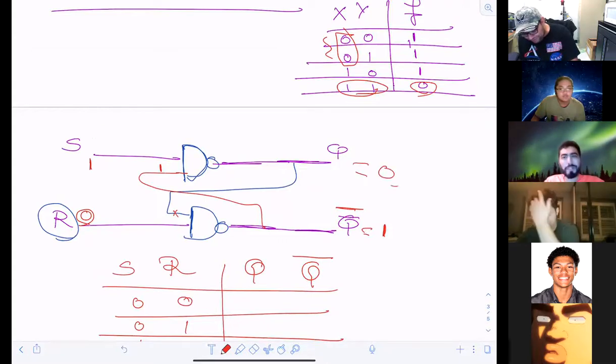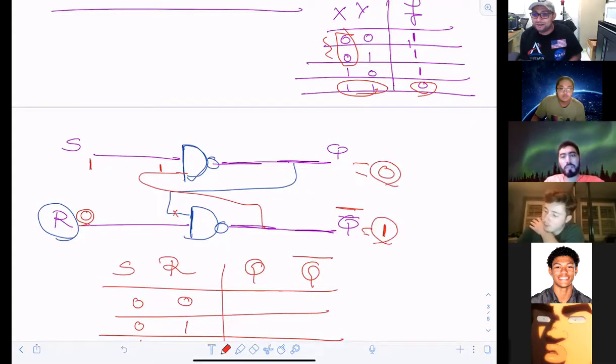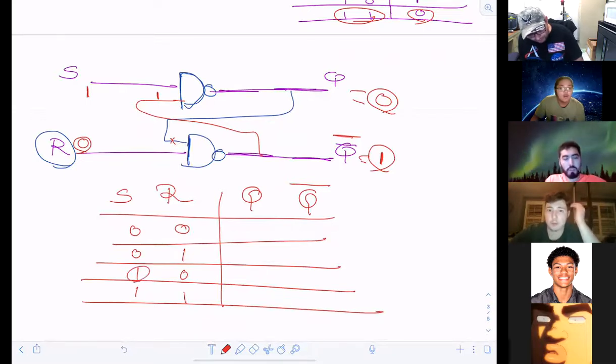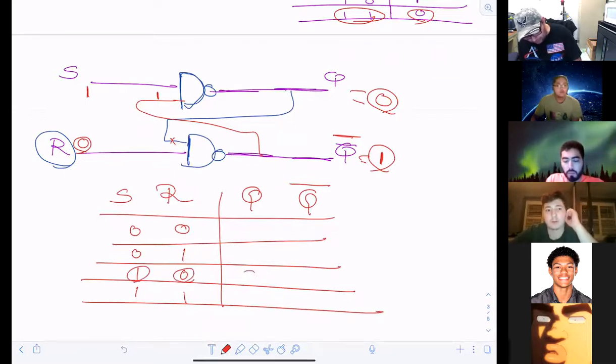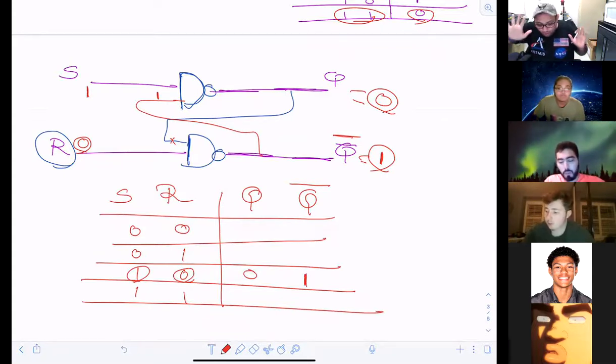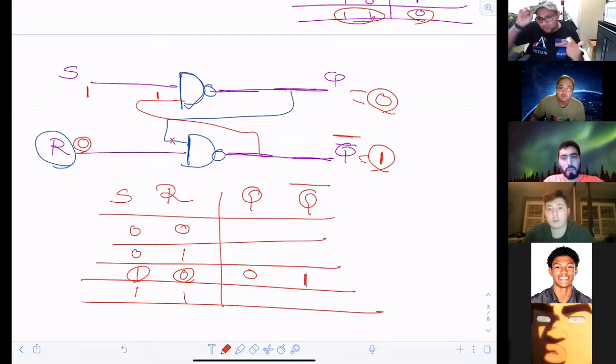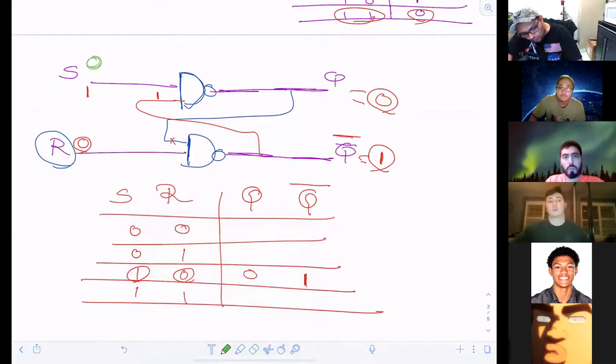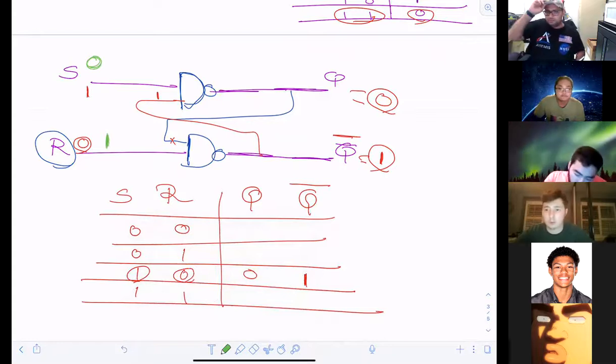If Q is zero, the negation is one. Look at the fun. It is fun, right? Anyway, let's try it. We said S is one and R is zero, so basically we get zero and one. Everybody agree with me? Okay, now we're going to do the reverse. So let's use a different color. If S is equal to zero and R is equal to one, let's see how it works.